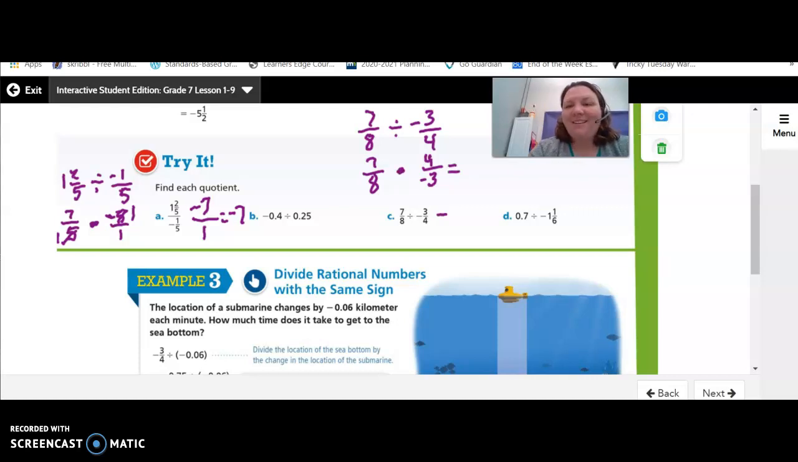When I do that, now I have something that I can cross simplify. 4 divided by 4 is 1. 8 divided by 4 is 2. 7 times 1 is 7. 2 times 3 is 6. So I have -7/6. Well, again, we want to turn that back into the simplest version we can, and I can pull out one whole. 7 minus 6 leaves me with 1/6 left over. Okay. So there is our answer for letter C.